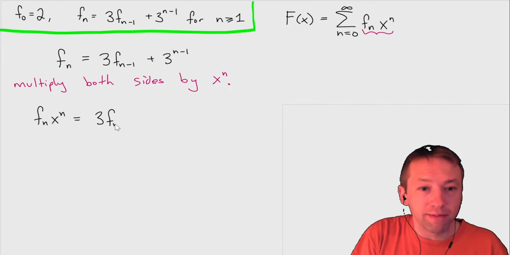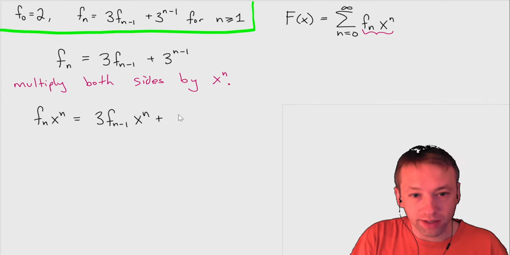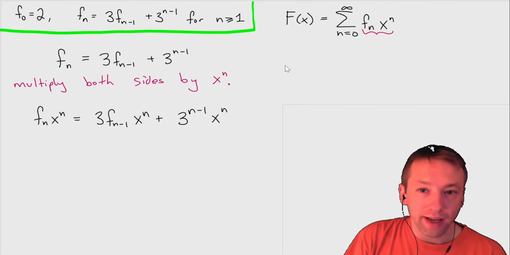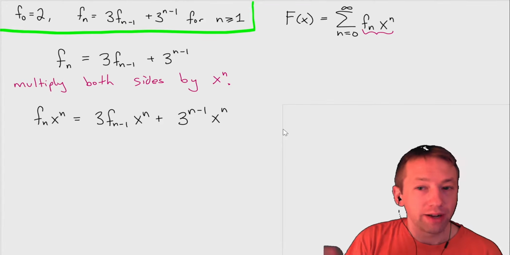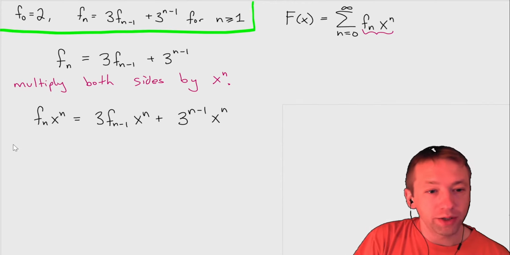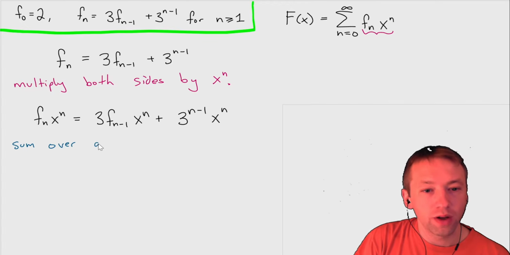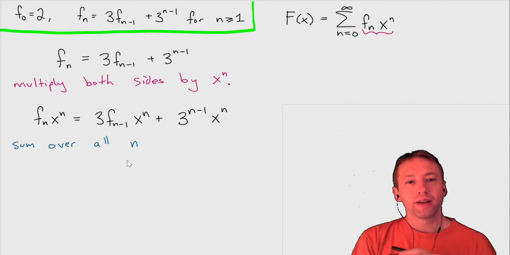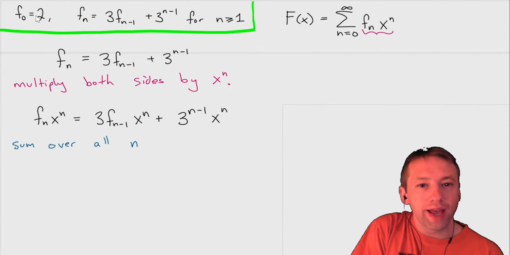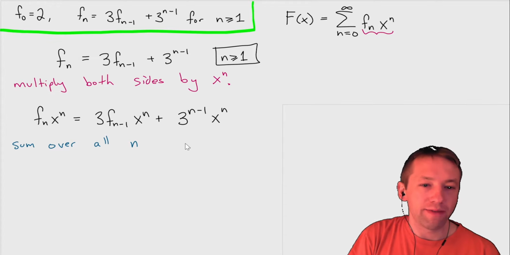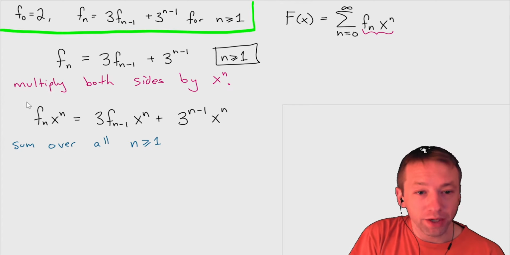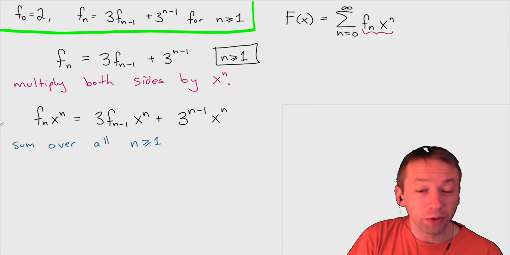So I get 3 times f_{n-1} times x^n plus 3^{n-1} x^n. Now the left side is basically giving me the summand of my generating function, f_n x^n. To get the function f(x), I can sum this over all n, but I have to be a little bit careful here because my original equation is only valid when n is at least 1. So I can only sum this over n at least 1. It doesn't hold for n equals 0.